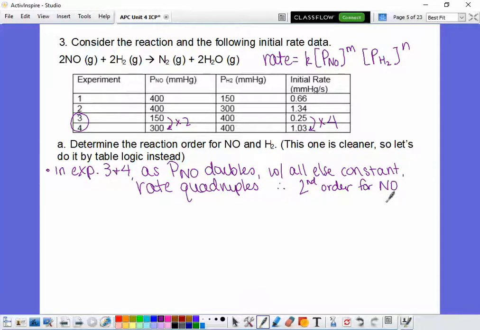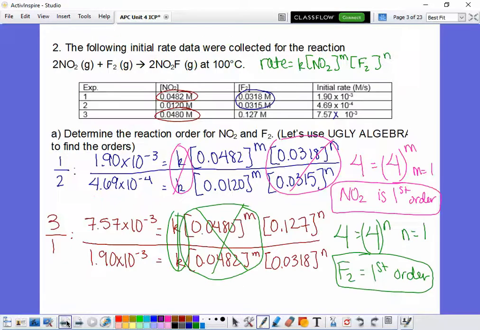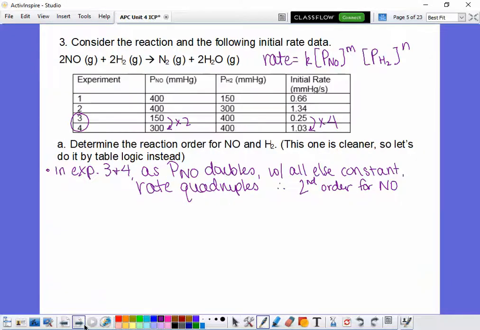Therefore, it's second order for NO. Basically, by doing this table logic, we get to that last little bit, like what we had back here, where we got 4 equals 4 to the m. That's basically where we can get to through table logic. And we can figure out, oh, it's got to be second order for this to be quadrupling.